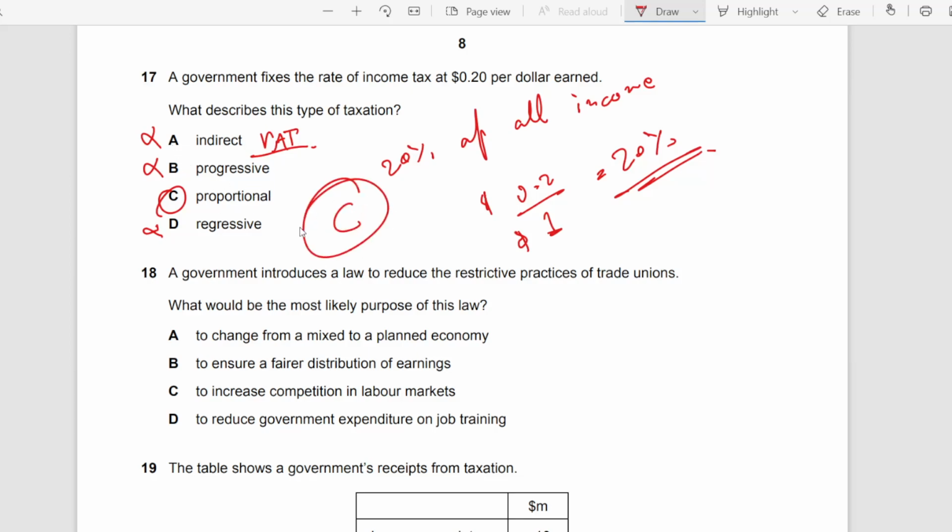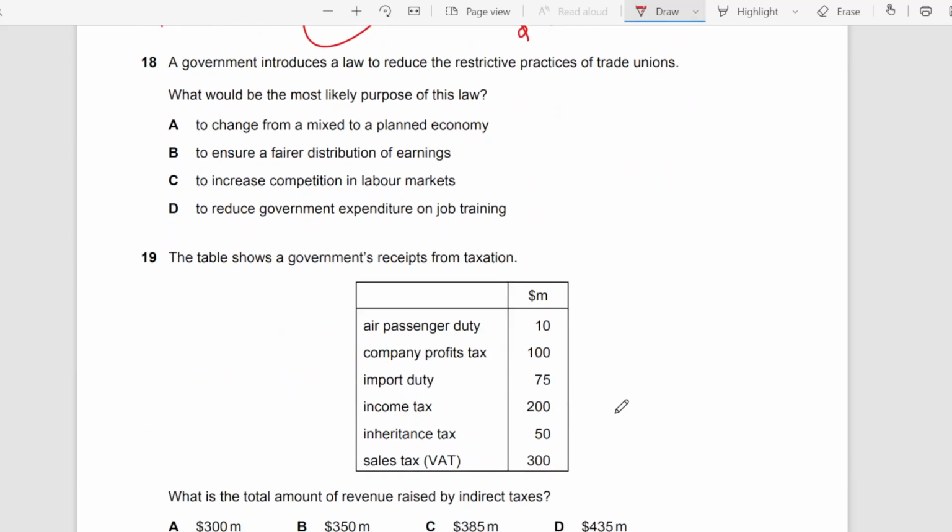Okay, looking at the next question. A government introduces a law to reduce the restrictive practices of trade unions. What would be the most likely purpose of this law? So what happens when the trade union practices are reduced? It actually supports the suppliers to be able to function better and produce more goods and services because there are less disruptions in supply.